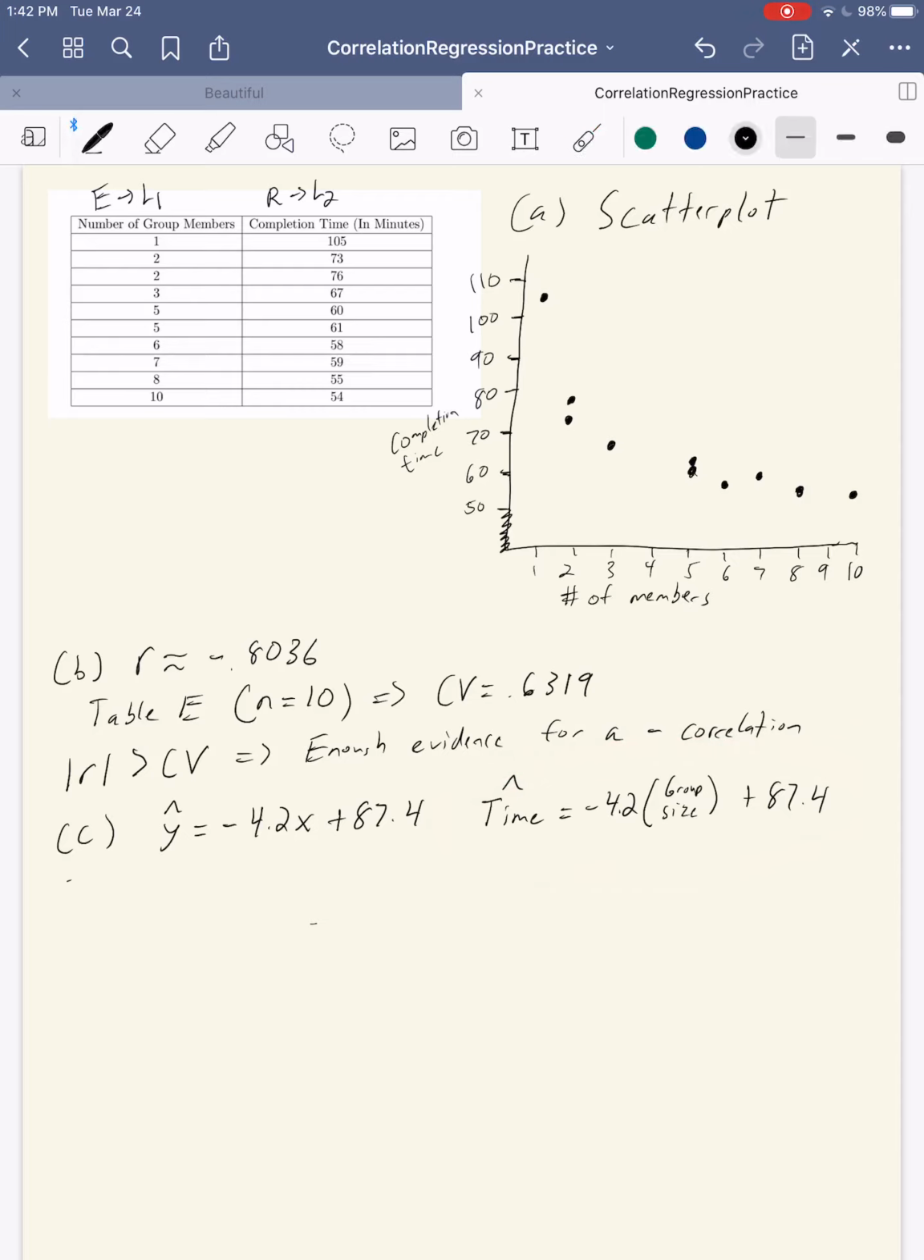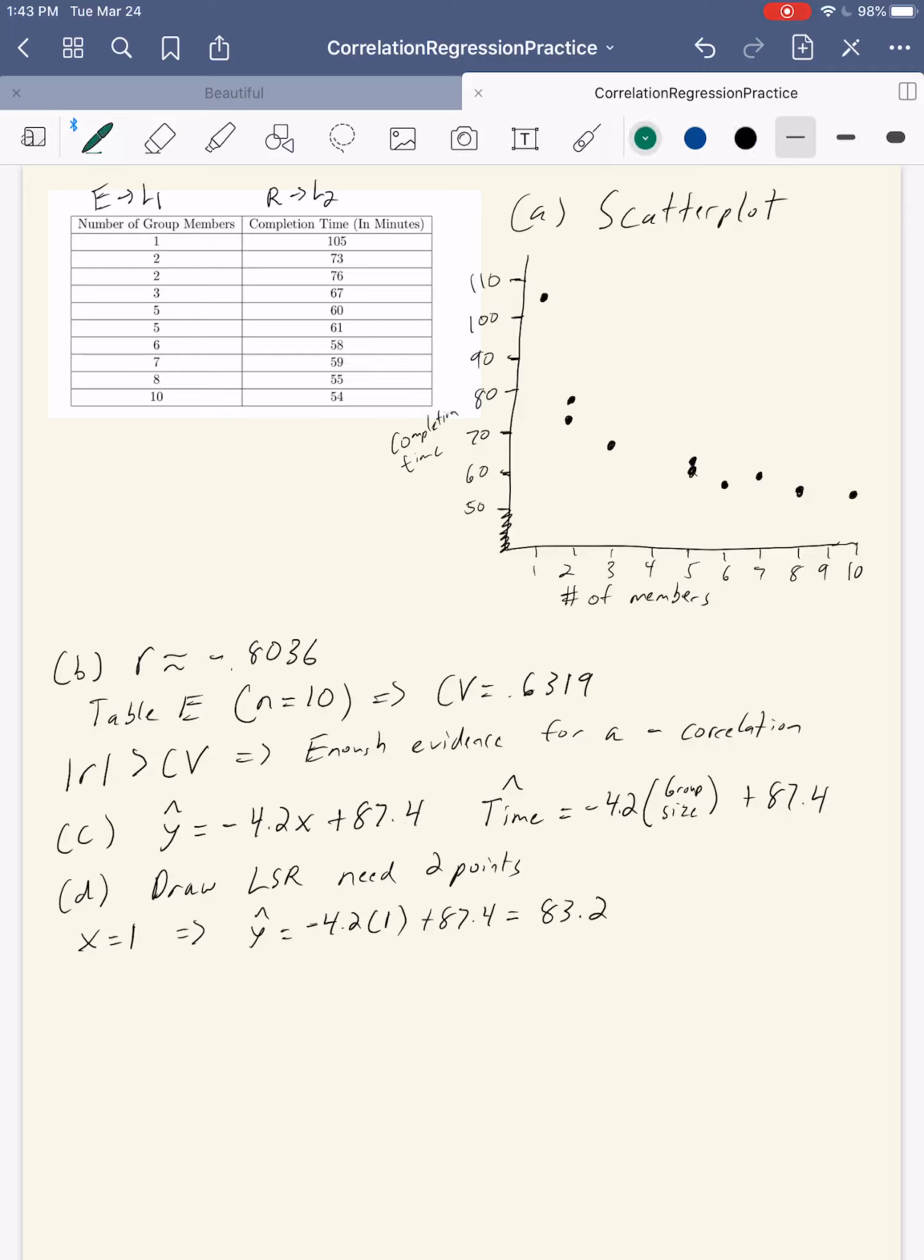All right, we wanted to draw this thing. So to draw the LSR, we need 2 points. Well, a starting value, you could use 0, you could use 1, whatever you prefer. Let's just go ahead and use 1 here. So x equals 1. Then that would give us y hat is negative 4.2 times 1 plus 87.4, which sounds like it's going to give us 83.2.